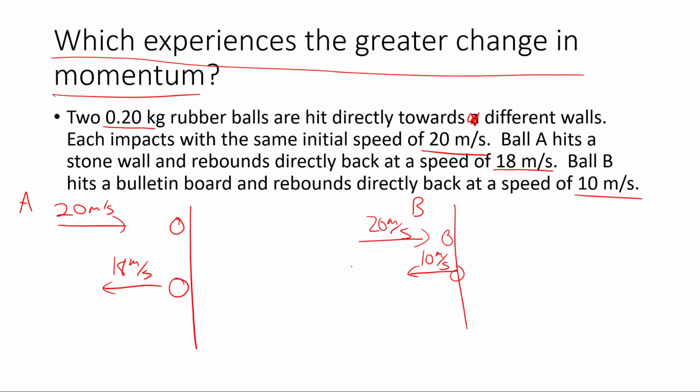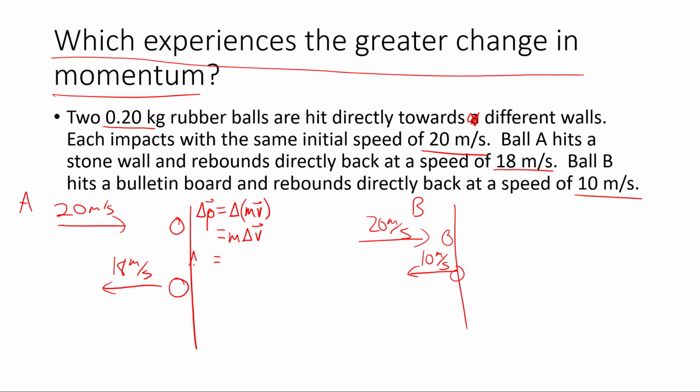So change in momentum is going to be change in mass times velocity, where velocity is a vector. But in all of these cases, our masses are going to be the same, so we can just factor out that mass. It's going to be mass times change in velocity. So we can just plug in our numbers, mass times final minus initial velocity.